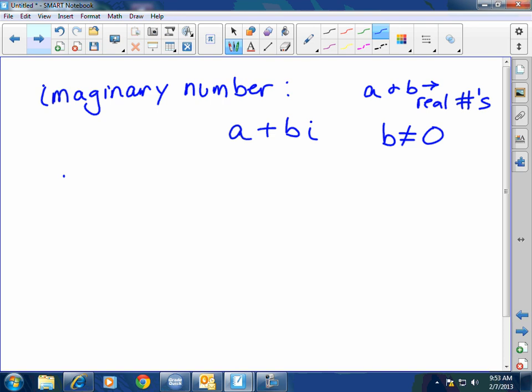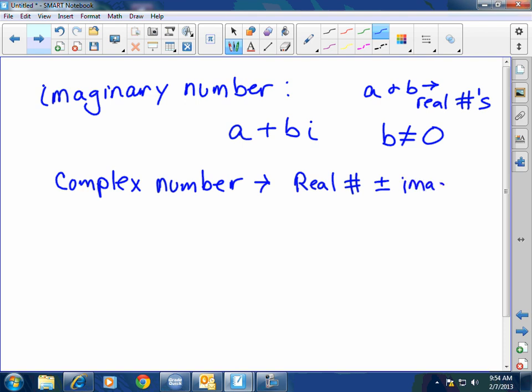You with me so far? Okay, and then you have something called complex numbers. They're kind of all the same, kind of. A complex number is just basically an imaginary number and a real number together. So a complex number is a real number plus or minus an imaginary number. That's all. So that's what that is.